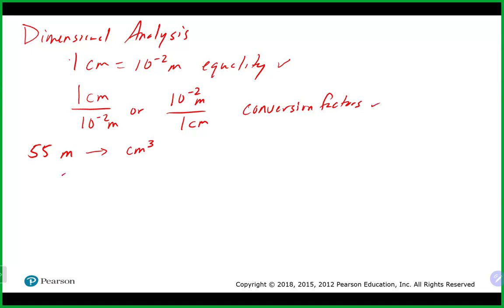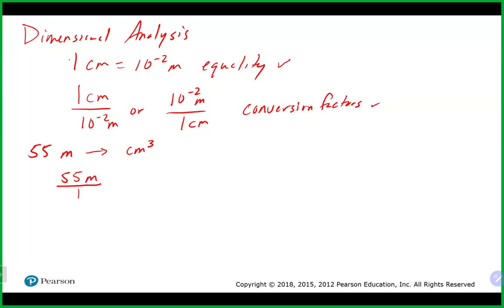And again, we set it up, as I mentioned, as 55 meters. In this case, it's not really written as a fraction, but it's assumed that the meters are on top. And as I mentioned the other day, if it helps you, you could actually just put it over one so you can visually see that the meters are up there on top.